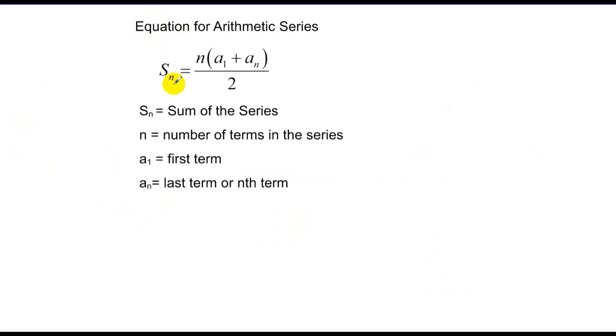So that equation, once again, is the sum of n terms. So the sum of a series, S sub n, is equal to the number of terms in the series multiplied by the first term added to the last term, all divided by 2. And again, this is kind of an important equation to know. And it only works, once again, for an arithmetic series.